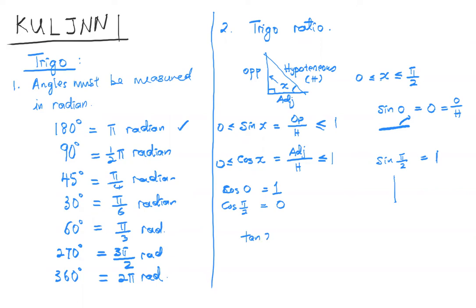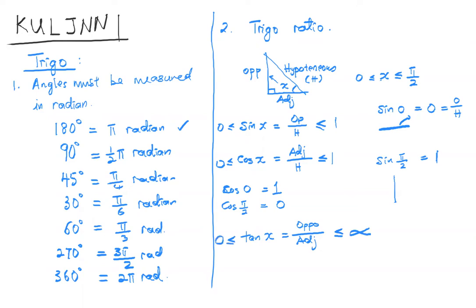Okay, tangent of an angle is the opposite divided by the adjacent. So the value can be between infinity and 0.